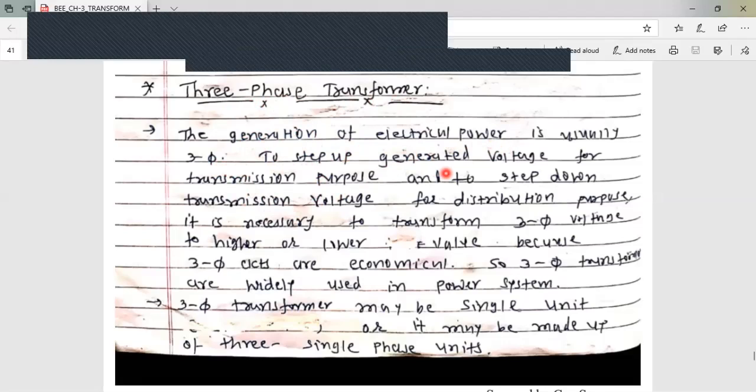To step up generated voltage for transmission purposes and to step down transmission voltage for distribution purposes, it is necessary to transform that three-phase voltage to a higher or lower value. Because three-phase systems are economical, three-phase transformers are widely used in power systems.